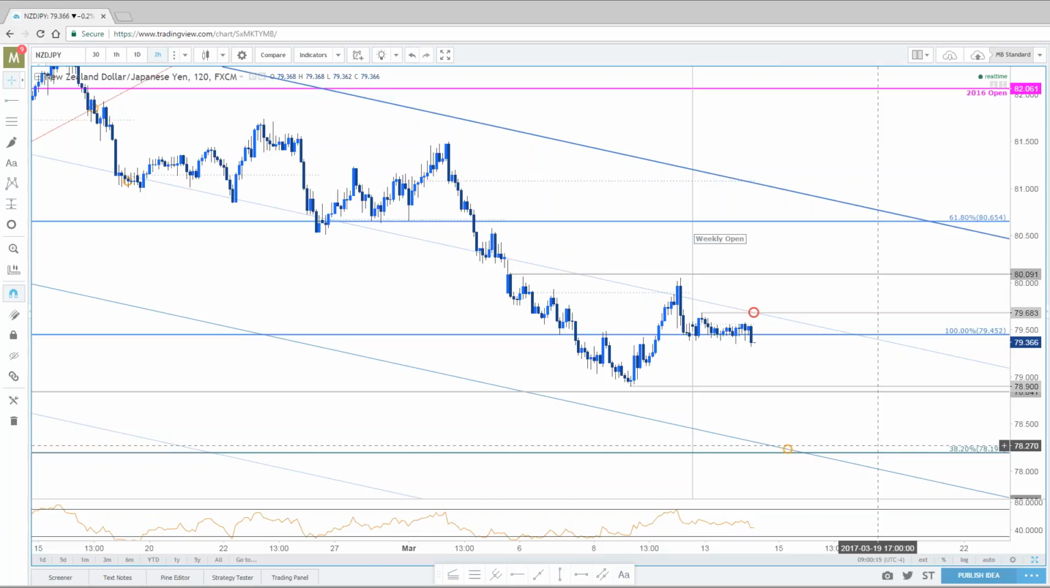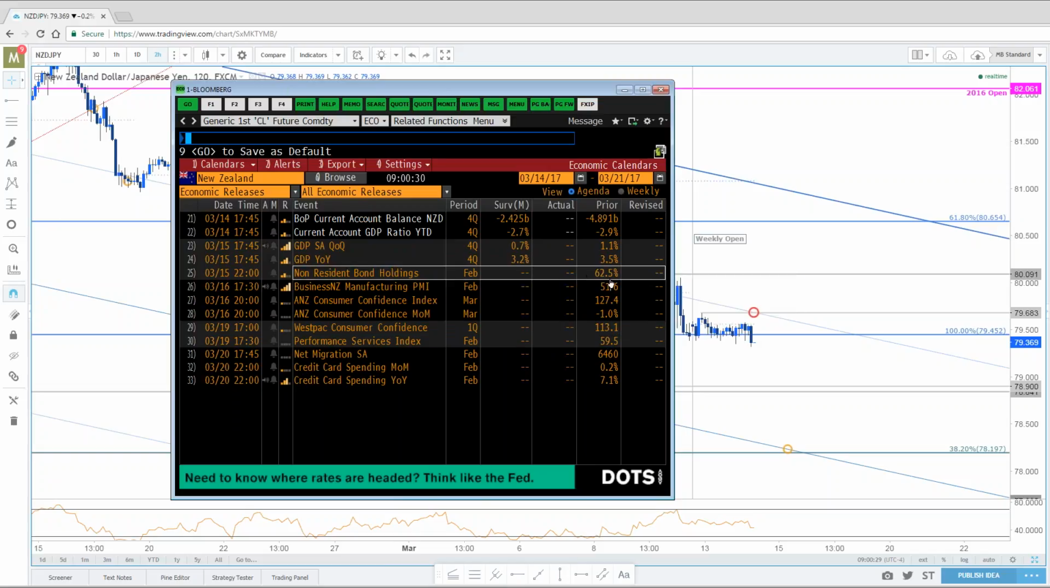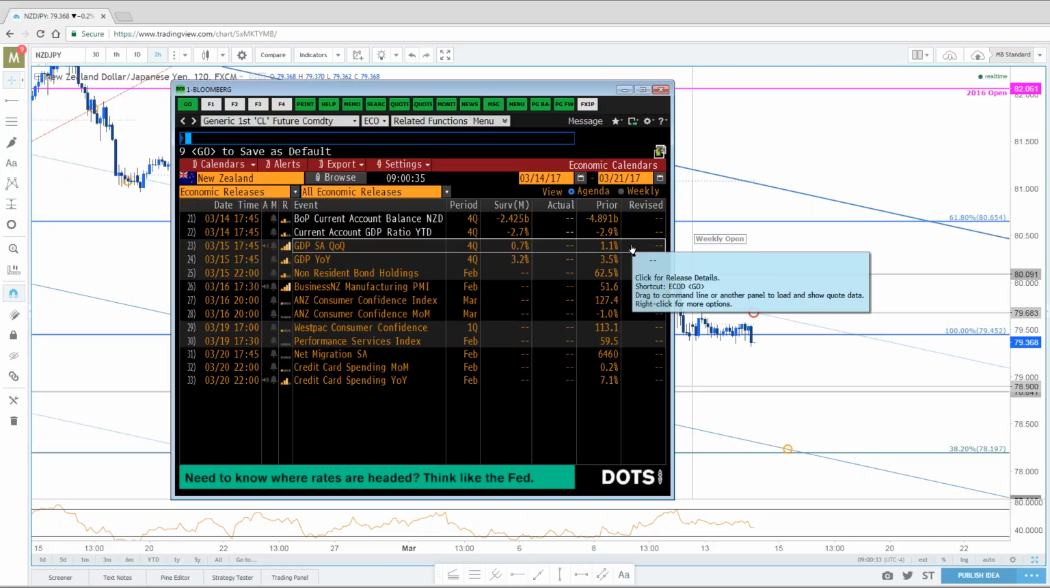Again, BOJ on tap. As far as Kiwi's concerned, I'm pretty sure we're clear. GDP figures, yeah, we do have GDP figures on tap tomorrow night. Here are those. Expected to see a pullback there, even in GDP, could help us fuel the downside. A 1.1 clip expected quarter on quarter for the fourth quarter to come down to 0.7. Year on year expected to drop from 3.5 to 3.2.